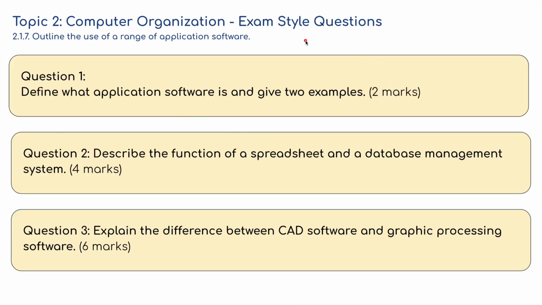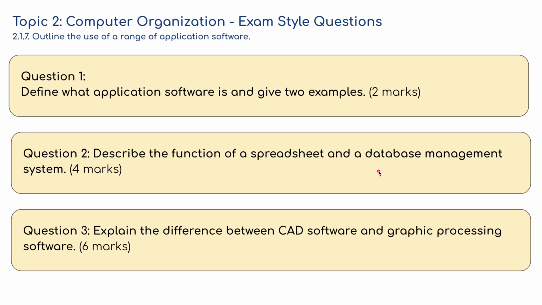As always, we've got some questions ranging from 2, 4, and 6 marks. Question 1, define what application software is and give 2 examples. Question 2, describe the function of a spreadsheet and a database management system. And question 3, explain the difference between CAD software and graphic processing software. If you don't want to see the answers just yet, you can pause the video, have a go yourself and then check with mine, it's up to you.